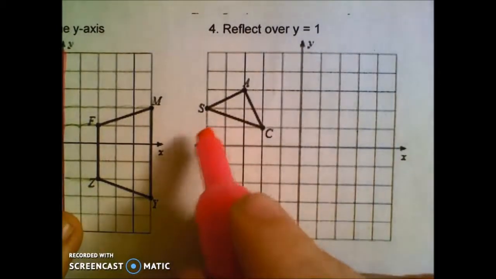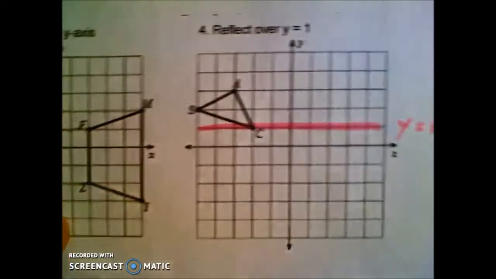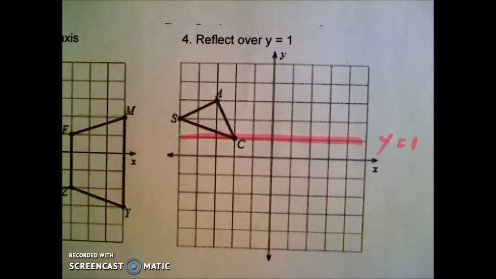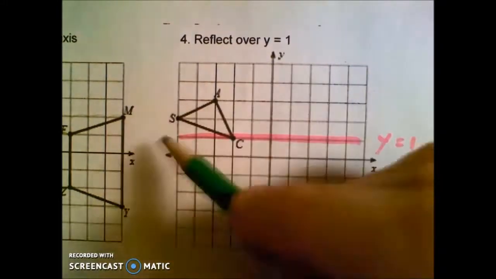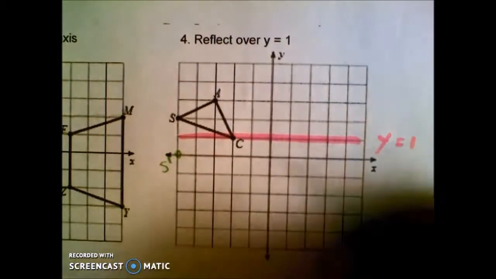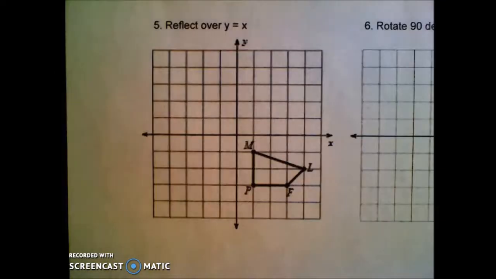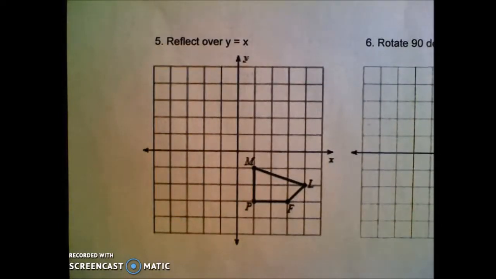Or without the transfer paper, we would have our line right here. Again, that is y equals 1. We would just go ahead and count S is 1 unit away from that line of reflection, so S prime will be right here. A is 1, 2 units away. Let's do one more reflection here. Number 5, reflect over y equals x.